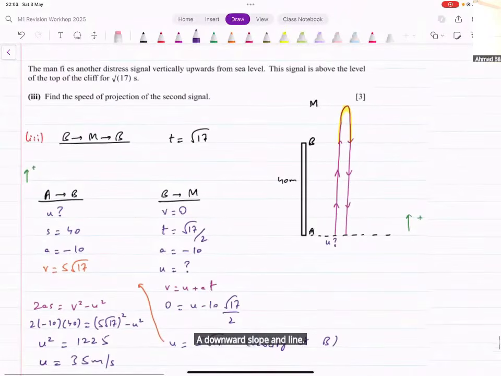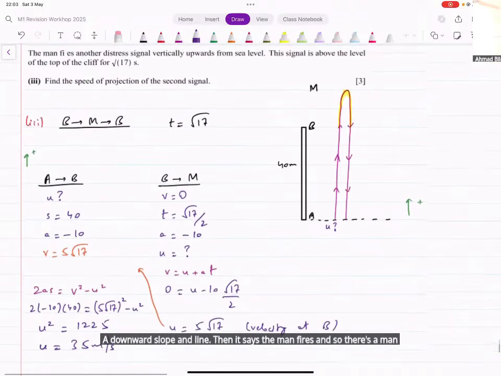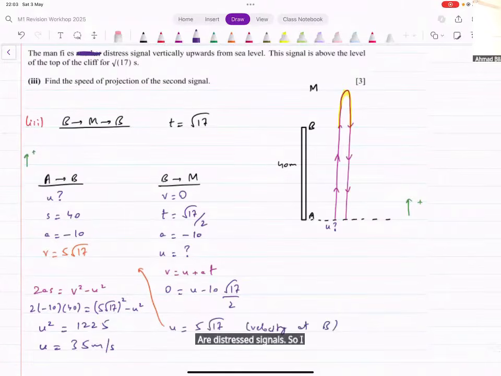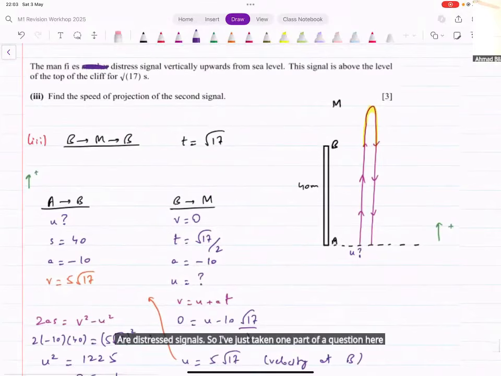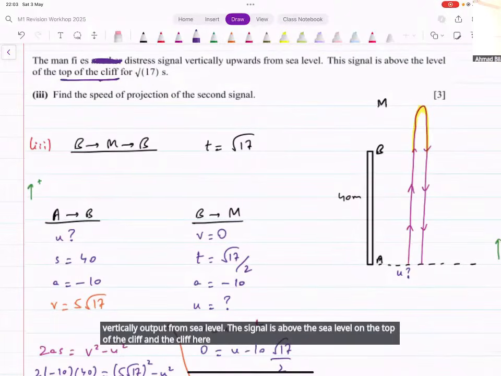Then it says, the man fires, okay, so there's a man who fires a distress signal. So I've just taken one part of a question here. Vertically upwards from sea level. The signal is above the sea level on the top of the cliff, and the cliff here is at a height of 40 meters.